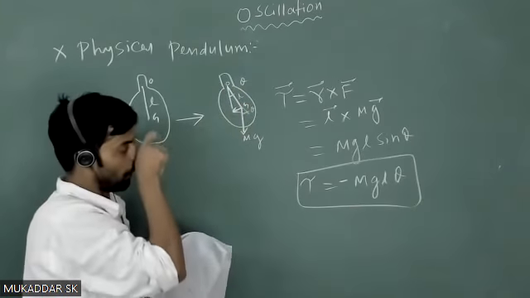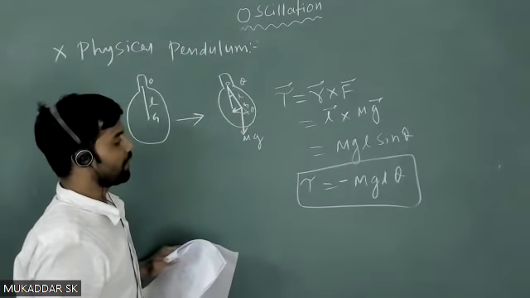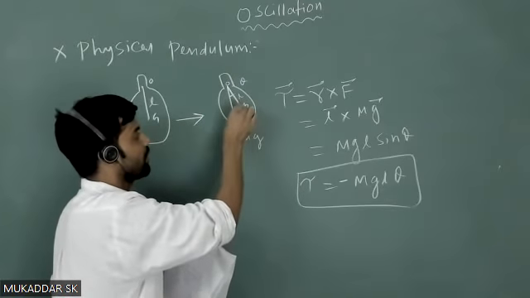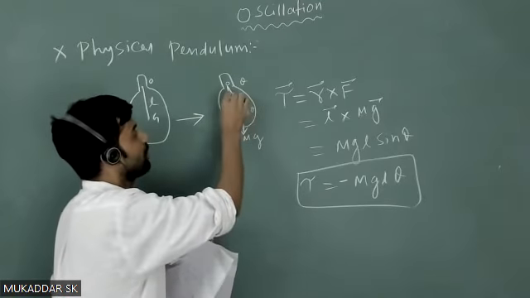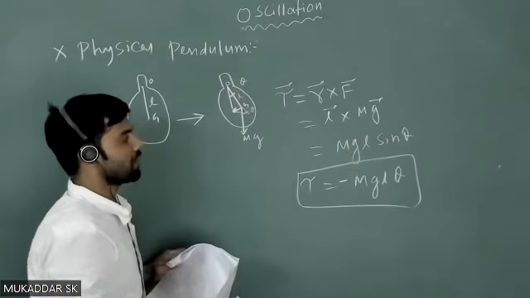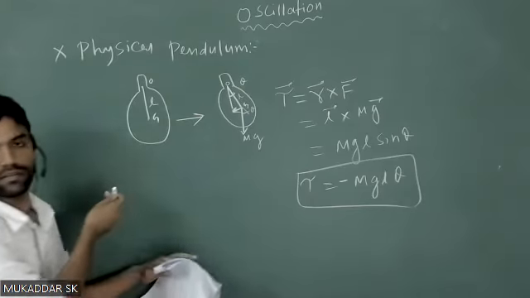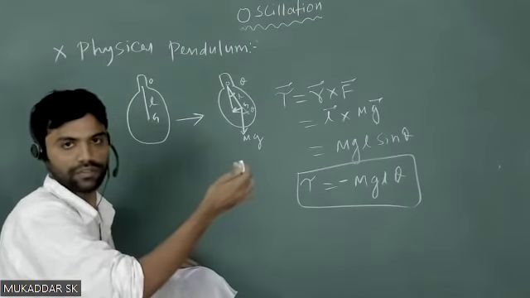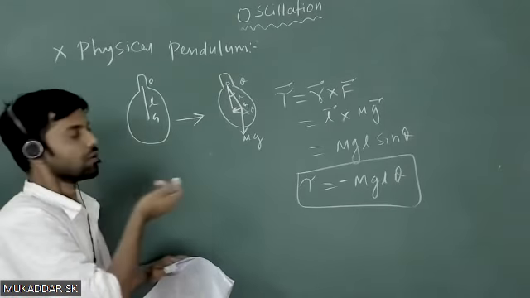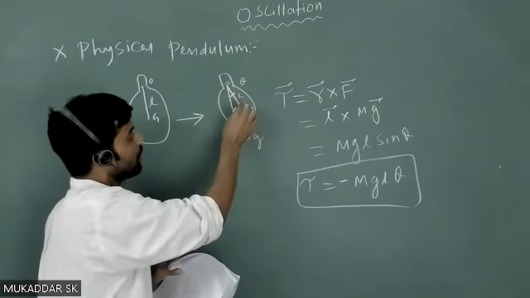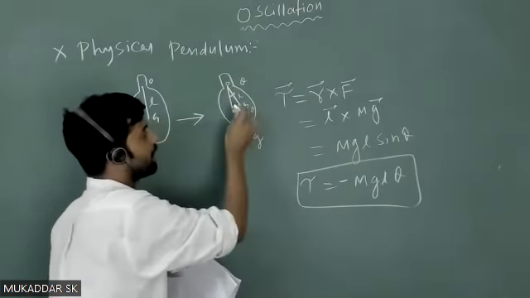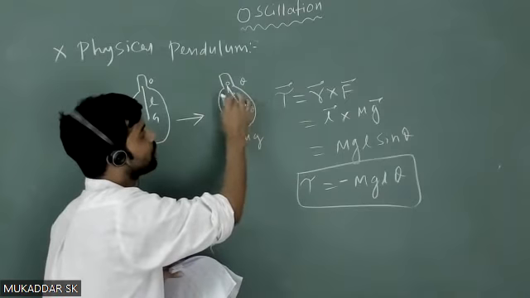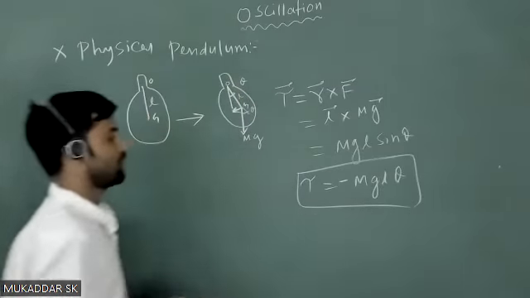Sir, where did this negative sign come from? The negative is there because your torque is acting in this direction, right? Torque is acting in this direction, and your theta you have taken in this direction. So they are opposite in direction, exactly the same as your spring mass system. You displace the spring by an amount x, and your force acts in the opposite direction. That's why you take a minus sign. Same thing for the physical pendulum. Now force is not bringing it back, torque is bringing it back. So torque is opposite to the direction of theta. That's why you have to take a minus sign here.